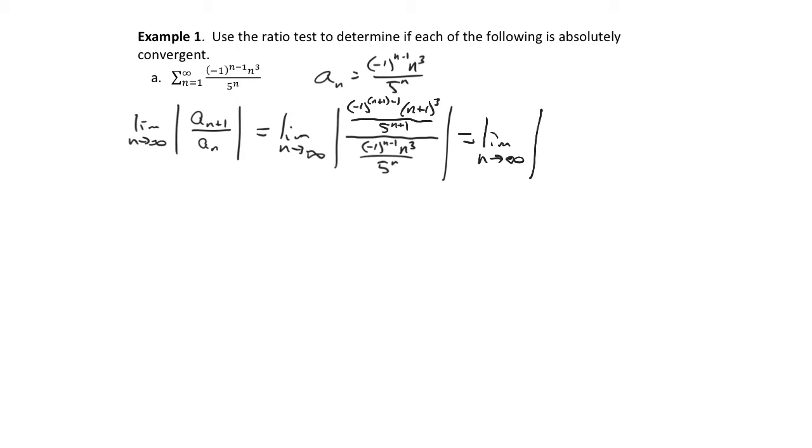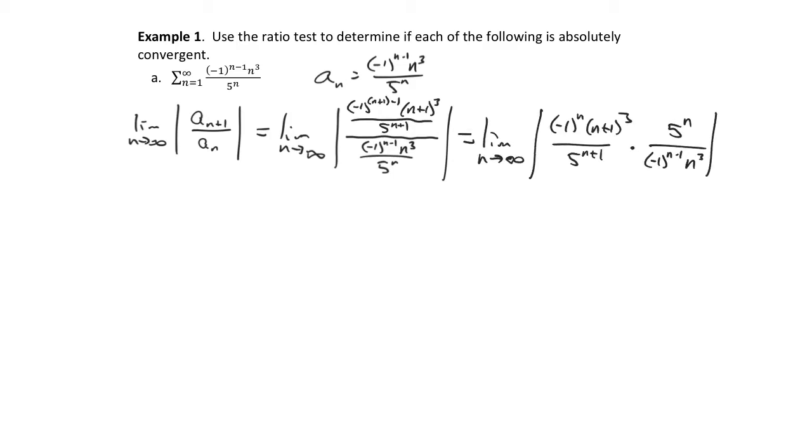So we'll end up with, the numerator stays the same. I'm going to simplify a little bit. It'll be negative 1 to the nth, n plus 1 cubed, divided by 5 to the n plus 1, multiplied by the reciprocal of the denominator, which is 5 to the n, and then negative 1 to the n minus 1, n cubed.